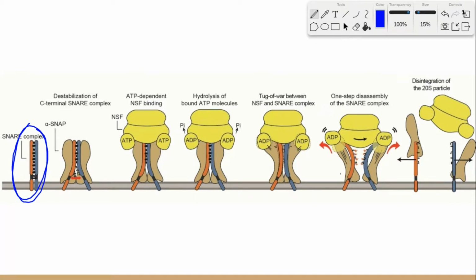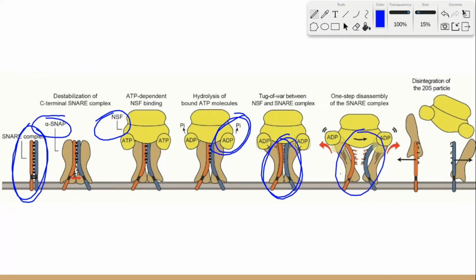And this is done by the alpha SNAP and NSF proteins. These proteins are of the AAA ATPase family, and they use ATP hydrolysis to disaggregate protein complexes, to break up protein complexes. And that is what they're doing in this scenario. They're basically binding to these snare complexes and they're tearing them apart until you get two separate snare proteins.